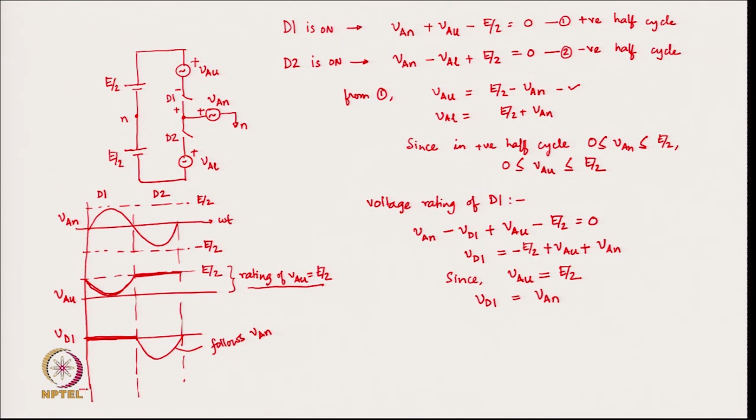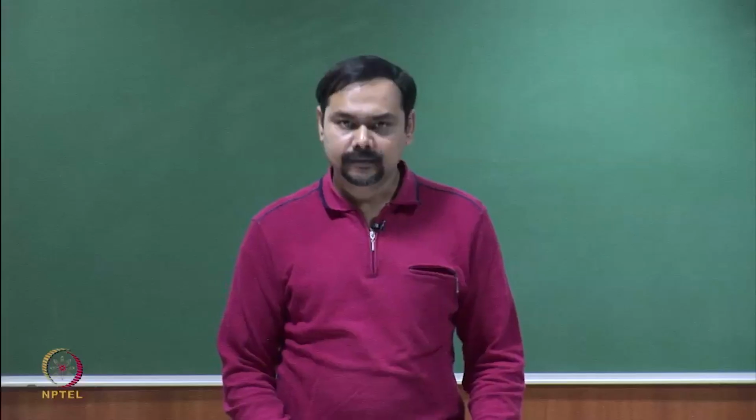The last part you can also similarly draw VAL. I am not deriving it, but VAL also has a voltage like this. Which is this is E by 2 and this is V. So, VAL voltage is something like this. Okay. So, this gives you a basic understanding of alternate arm converter.